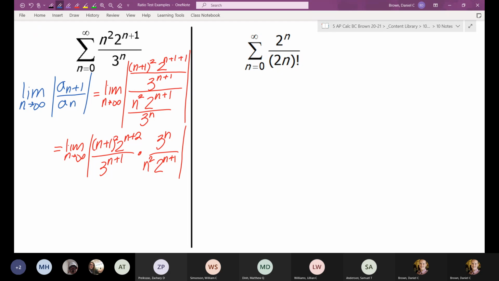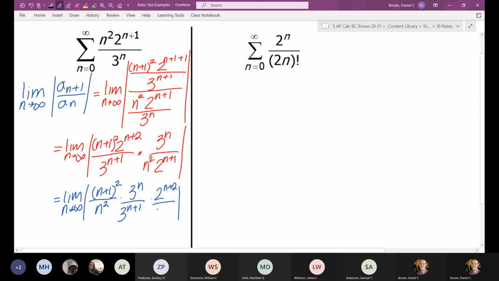And then I am going to switch colors, because if you don't want to write down those two in red, you can just jump straight from that initial blue step to this one. And that's where you multiply by the reciprocal and line up things that go together. So I'm going to line up the n plus 1 squared with the n squared. I'm going to line up the 3 to the n with the 3 to the n plus 1. And I'm going to line up the 2 to the n plus 2 over 2 to the n plus 1. So again, you can jump from the first blue step to that next blue step.